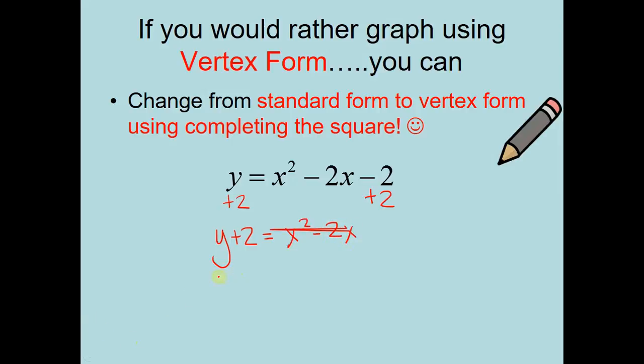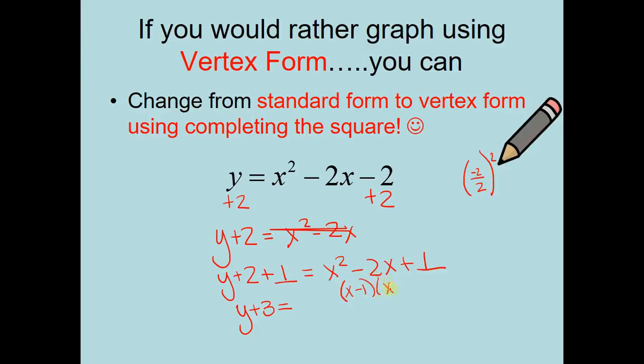And then we're going to make room for blank. So y plus 2 plus blank equals x squared minus 2x plus blank. Now, to find blank, remember we took that negative 2, we divided it by 2, and then we squared. So that will be 1. Okay, so we got y plus 3 equals, now this is factorable. It factors down into (x minus 1) and (x minus 1). So we are at (x minus 1) squared, right? Because if I can write it twice, that means the squared.